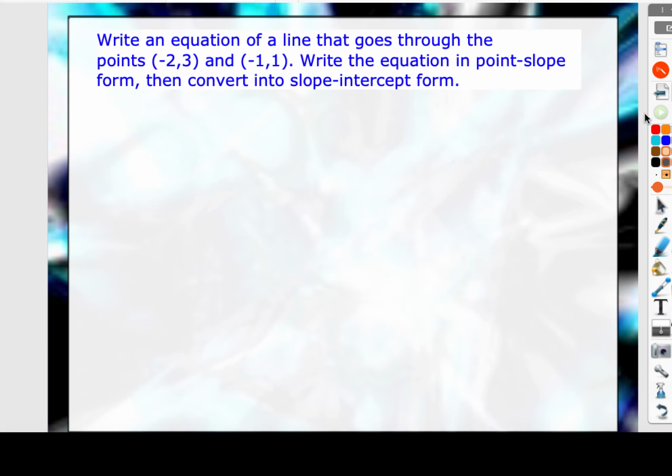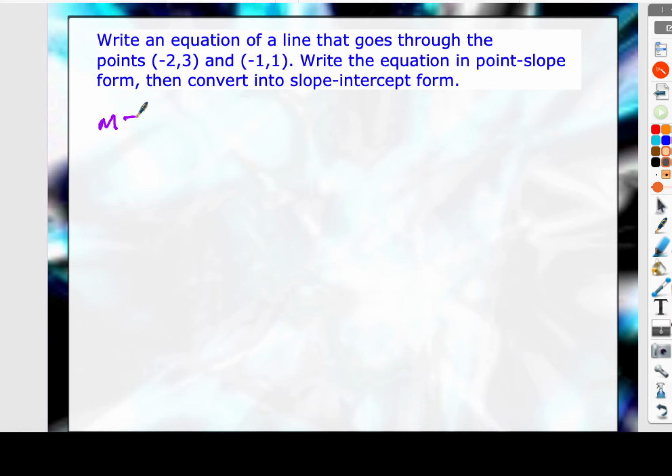Let's take a look at how that relates to slope-intercept form. So let's write an equation of a line that goes through the points negative 2, 3, and negative 1, 1. We're going to write it in point-slope form and then show that there's a way to write that in slope-intercept form. And then if you wanted to, you could always go back to the last screen and show that both of those equations would have the same slope-intercept form equation. I'm not going to do that, but feel free if you want to prove that. It's never a bad idea.